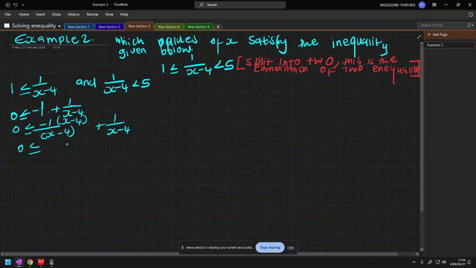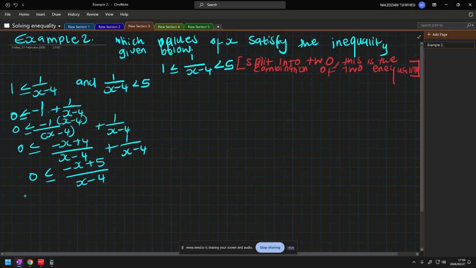So 0 is equal to minus x, negative times x minus x, negative times what? Plus 4, right? Then we're going to have minus x minus 4 plus 1 over x minus 4, right? Then we're going to have 0 is done, minus x plus 5 over x minus 4, right?